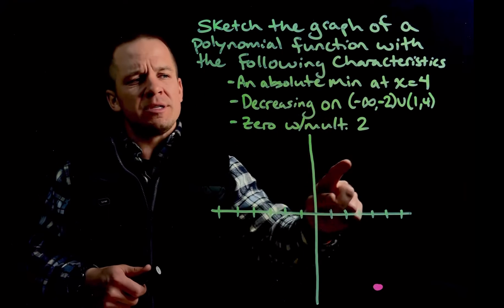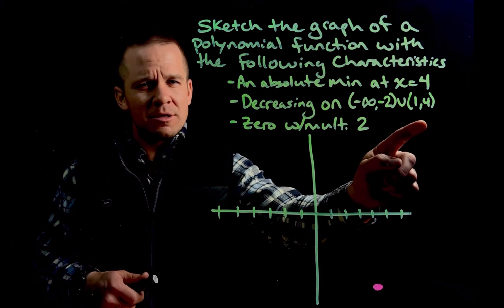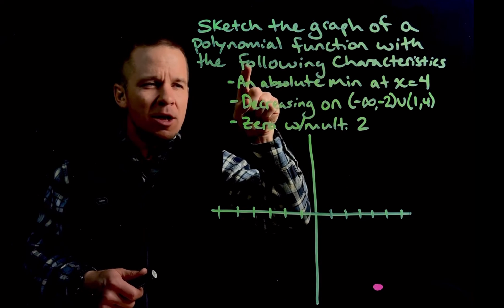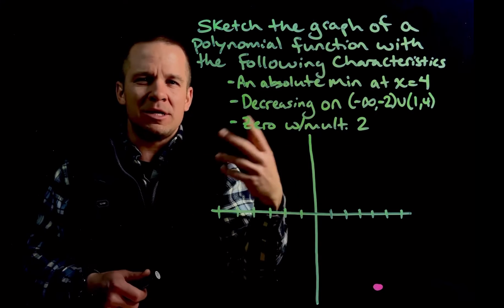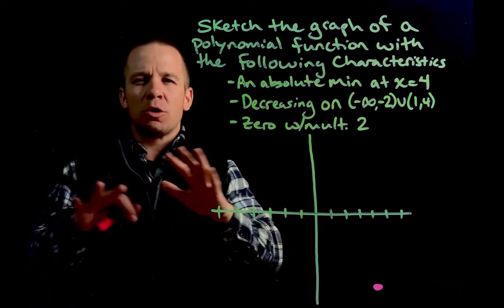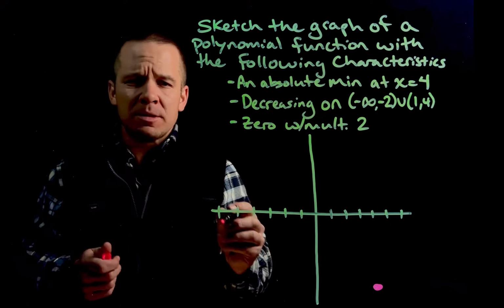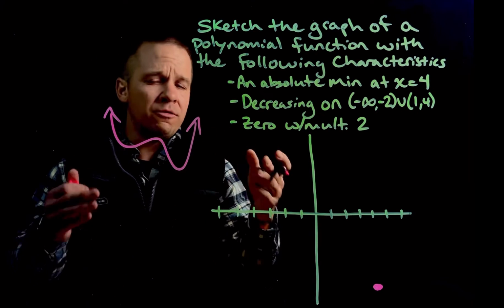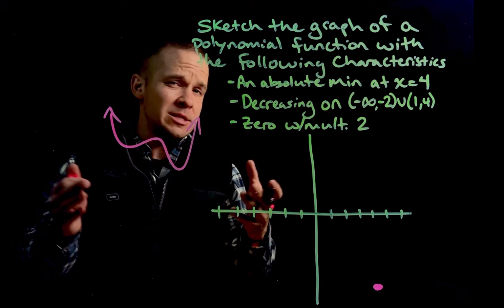Well, I'm decreasing on 2 intervals. That definitely cannot happen if I just have a quadratic, which is a parabola. I also wouldn't be able to have a 0 with a multiplicity of 2 if that's my minimum, right? So quadratic's out of the question. Perhaps a quartic function, something like this, a positive quartic function, will be our ticket to success. Maybe.